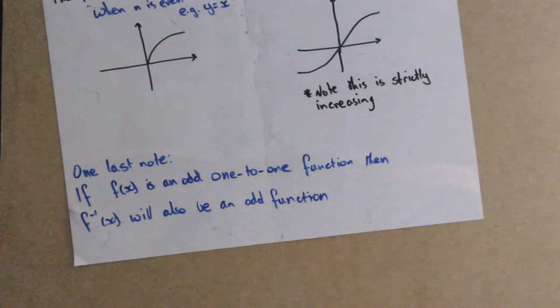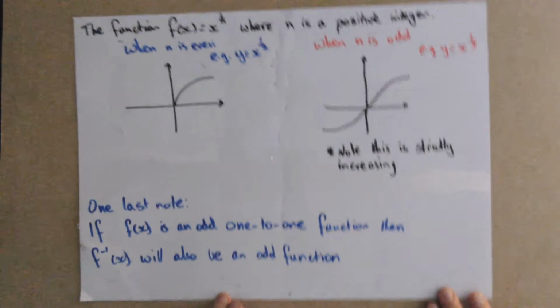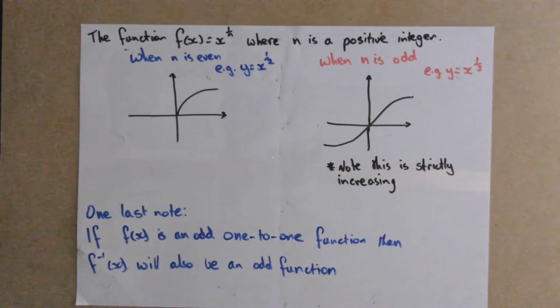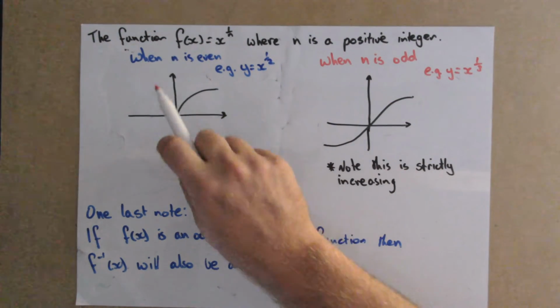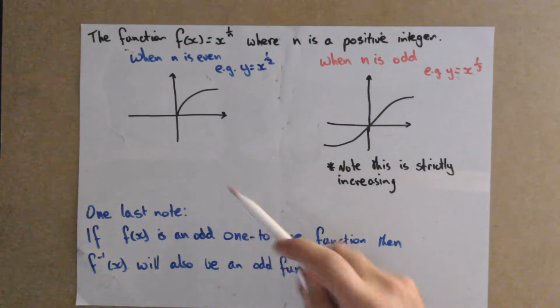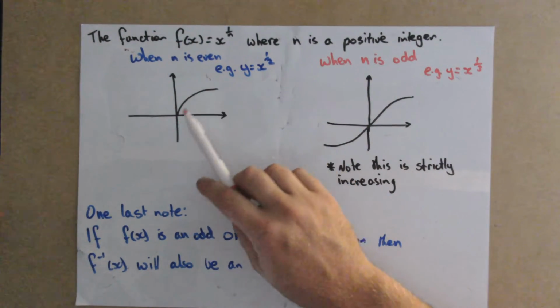But what happens now if our index is not just a positive integer? So it's a fraction now, though, we can have. Okay, well, for that, sorry, we've got it set up as f of x equals x to the power 1 on n. Well, when n is even, this is the shape that we get.